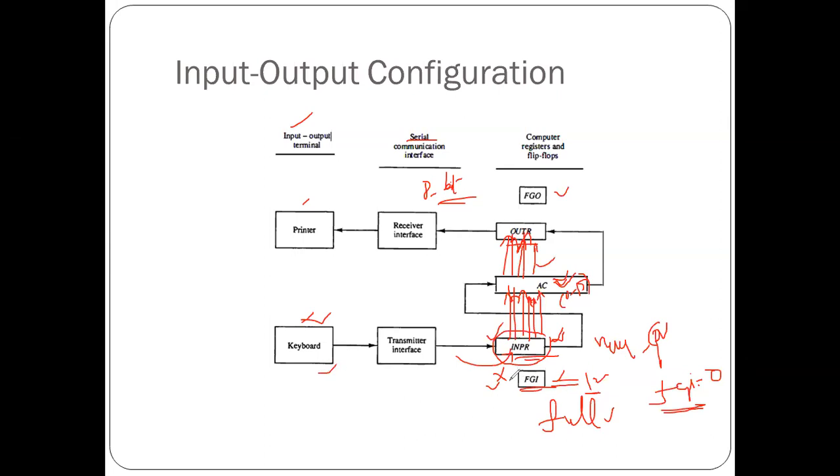Am I clear? This is the usage of the FGI flag. If the FGI flag is 1, it indicates to the CPU that a new key code is available in the input register. So the CPU has to read that key code and clear the flag, saying that the input register is now empty. By observing the FGI flag, the keyboard assumes the input register is empty and can place the new key code. So if FGI is 1, then the CPU has to perform a read operation.